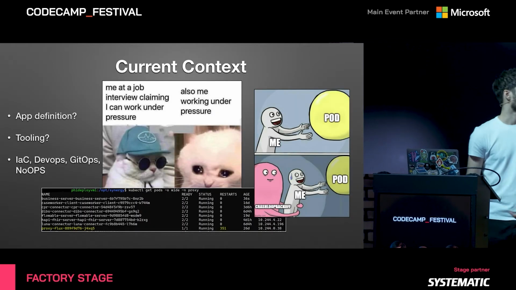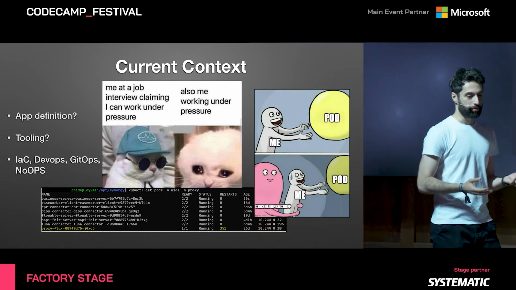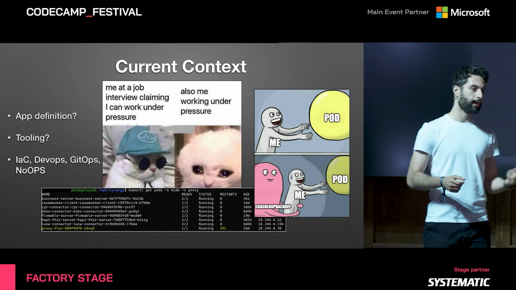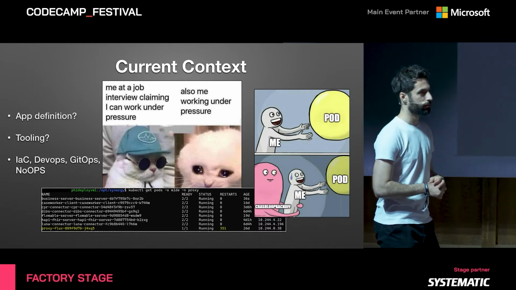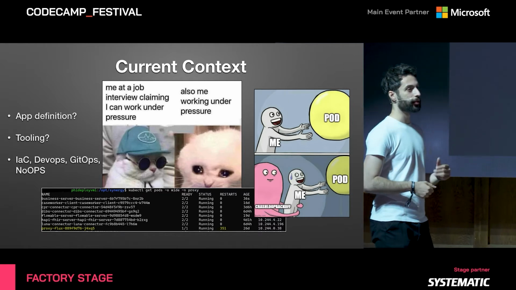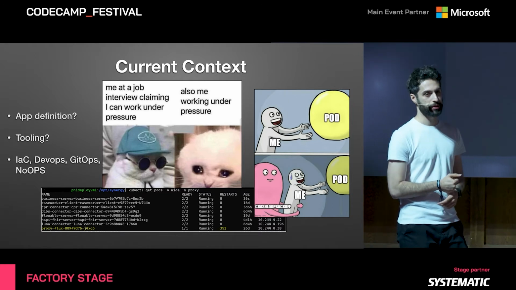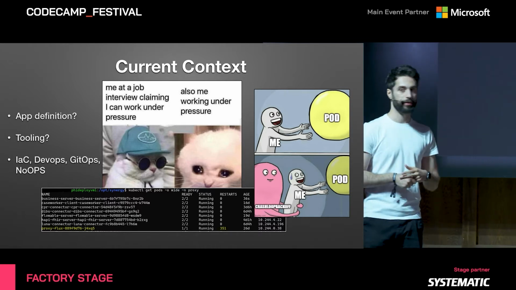What's the current context? As an app definition, if it's a small thing, we can have a Docker Compose, or maybe a deployment, or some Helm charts, right? So Dockerfiles are used, but they are down somewhere. And in terms of tooling, what do we have? We have kubectl, Helm, I don't know, Tiller, multiple things.